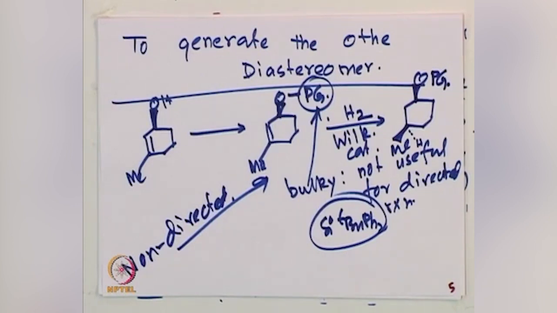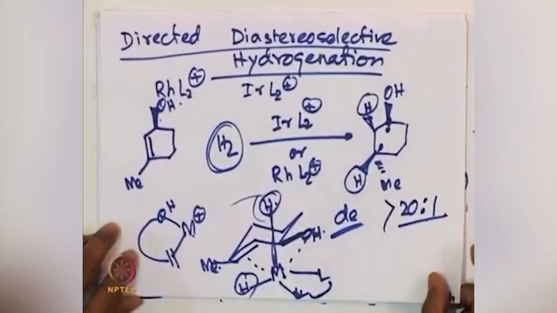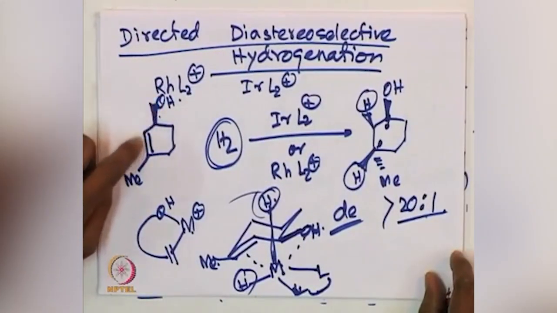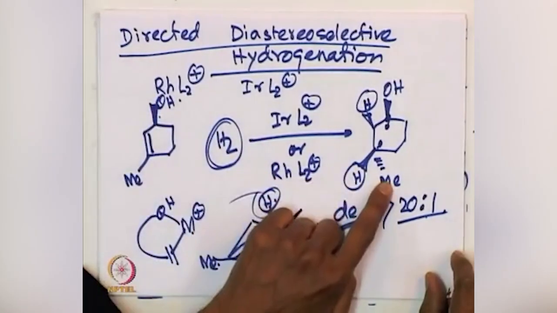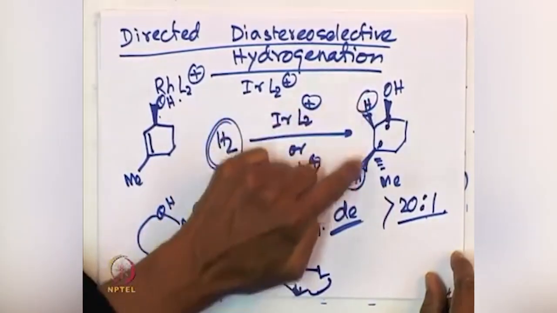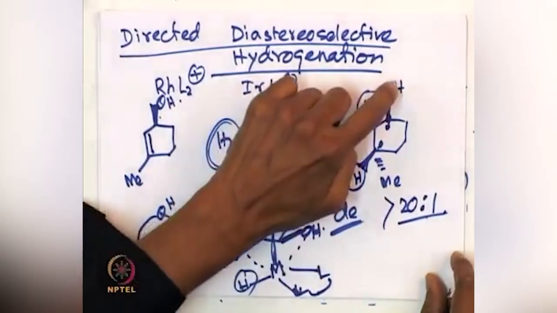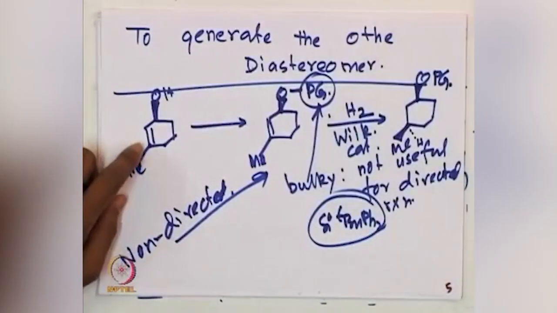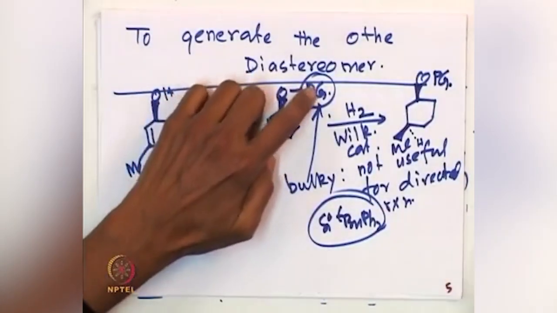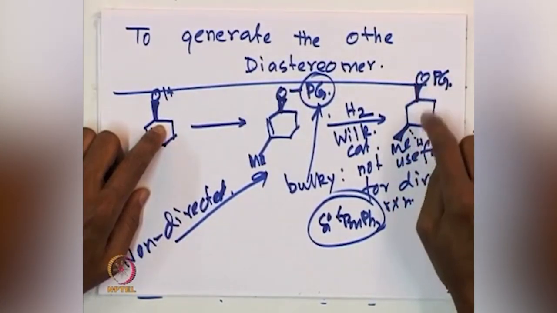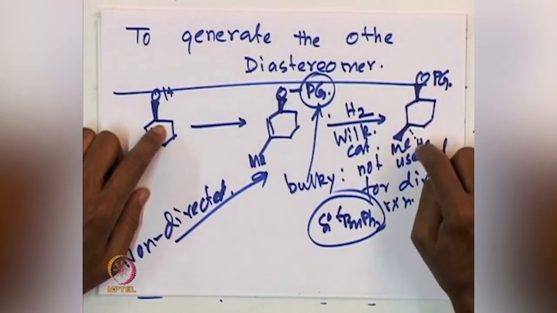So in these two examples, what we have seen is that in the last example, as you remember, we have the hydroxy which is directing, and therefore methyl is coming down and hydride is coming up. So hydroxy up, hydride up, methyl down. The one we have discussed right now with a protecting group, methyl is up, of course this alkoxy is up, and then hydrogen is adding from the downside.